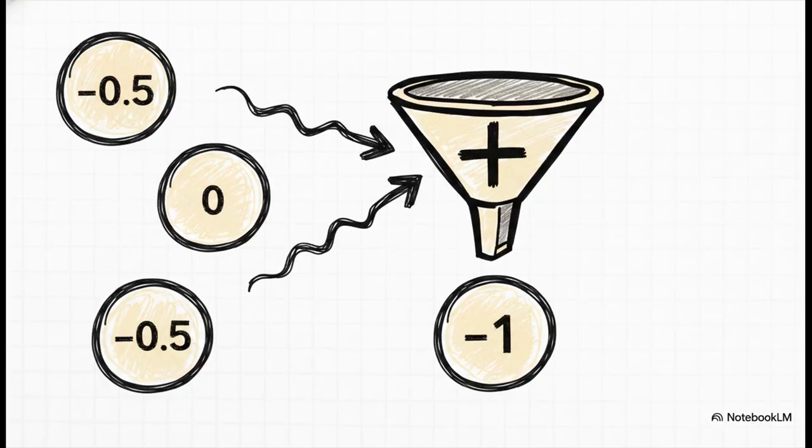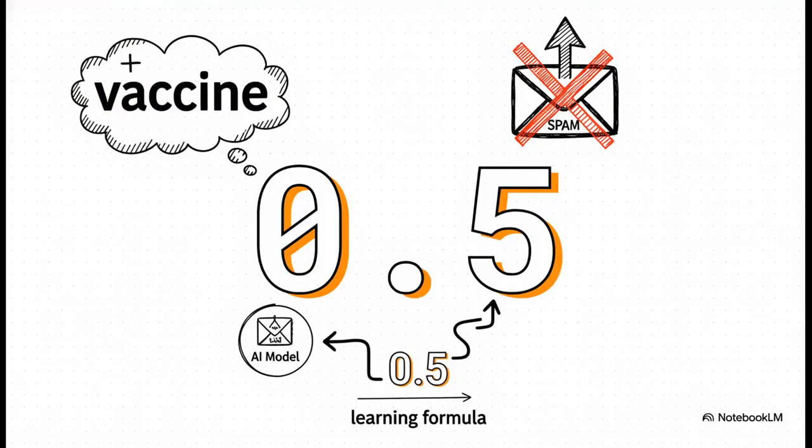So after it does that for every single email, we just add up all those little adjustments. The grand total comes out to -1. This number tells the model which direction to nudge this one specific parameter to get less wrong in the future. We then take that total adjustment, that -1, and we use it in a simple little learning formula to update the setting. And there it is. The new weight for the vaccine parameter becomes 0.5.